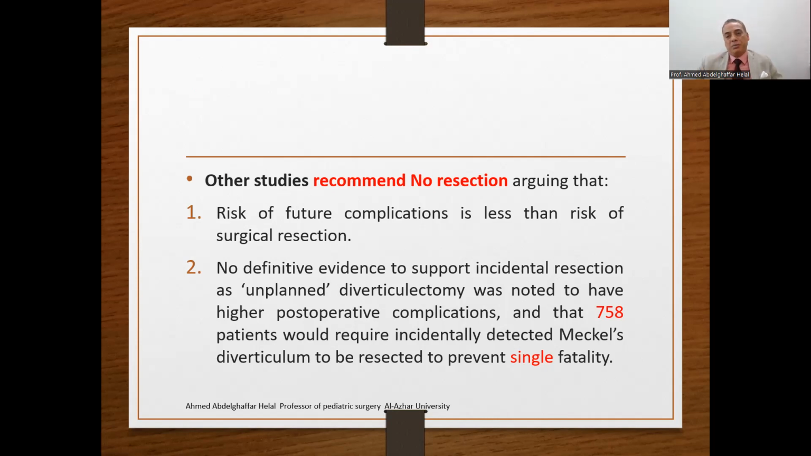Don't resect incidentally detected Meckel diverticulum, because they argue that the risk of future complication is less than the risk of the resection. Number two, they suppose that no definitive evidence is present in the literature to support incidental resection, as unplanned diverticulotomy or removal of the diverticulum was noted to have higher postoperative complication.